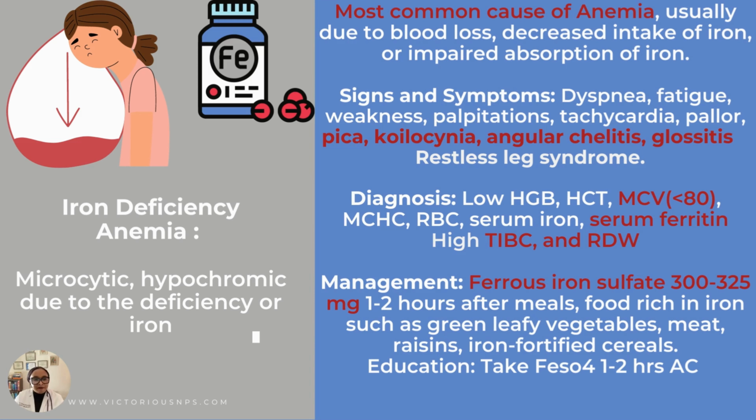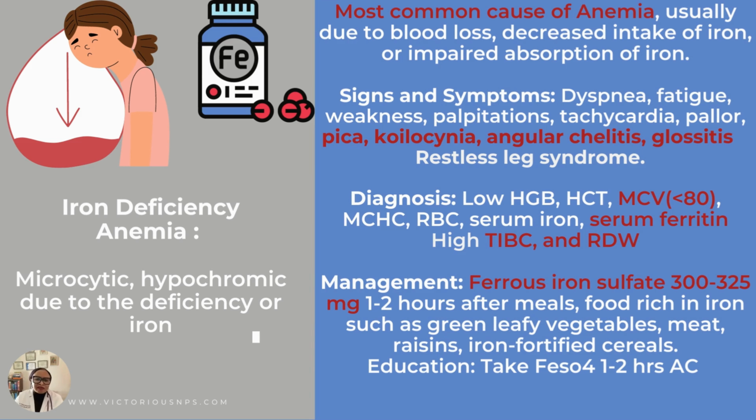So when we have iron deficiency anemia, first of all, it is a microcytic hypochromic anemia. So what does that mean? It is microcytic because when we do our iron levels, the MCV is going to be lower than 80. So it's a small cell anemia. It's hypochromic because it's going to be pale.